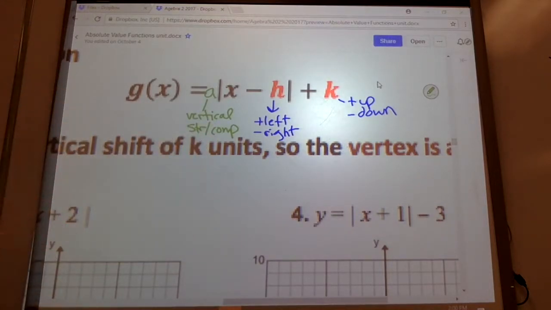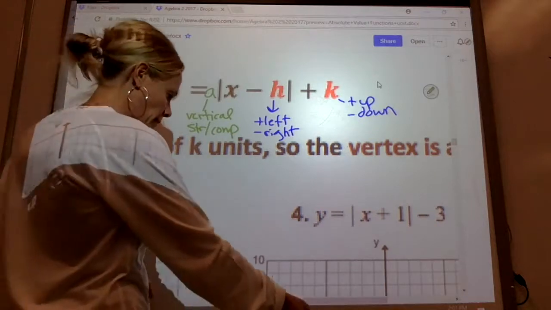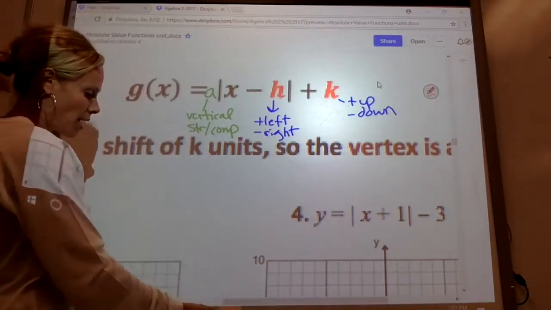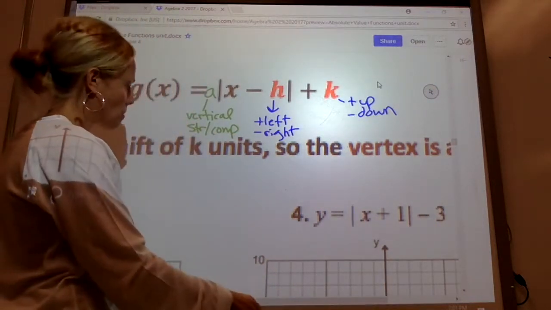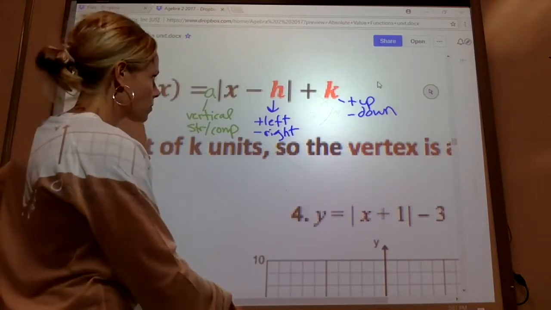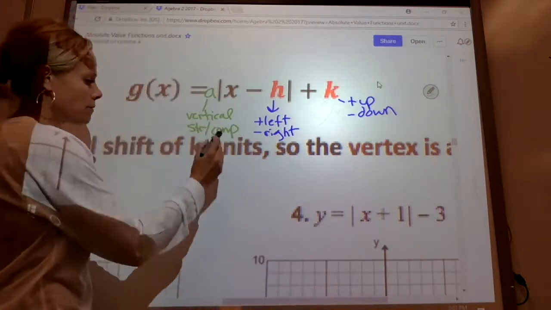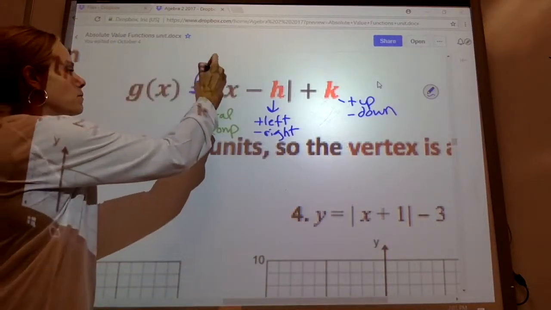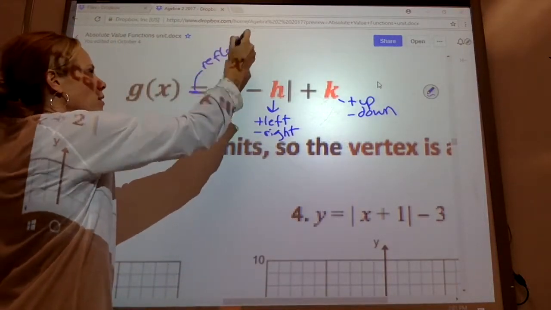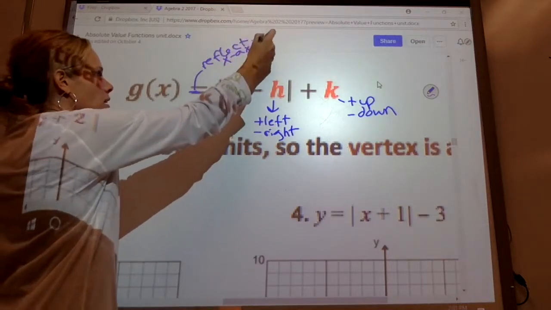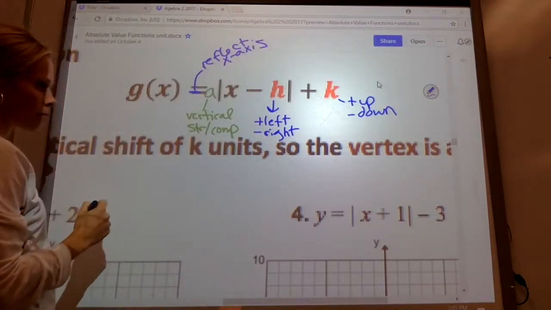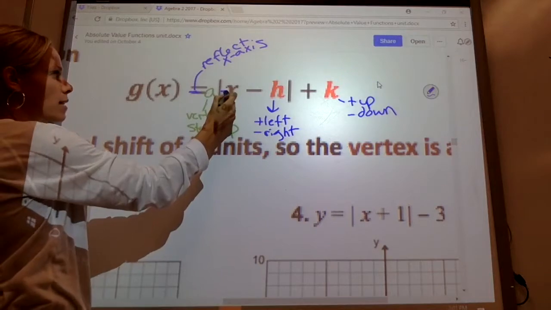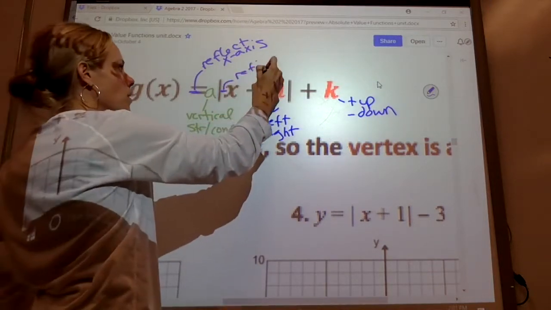The other one would be if you're multiplying inside the absolute value. So if I had, well, let's do negatives instead. If I have a negative outside here, that would be reflect over the x-axis. If I have a negative inside here, that's reflect over the y-axis.